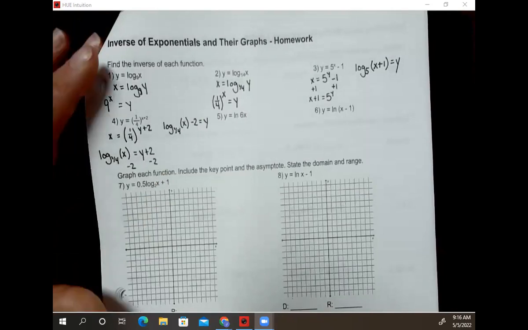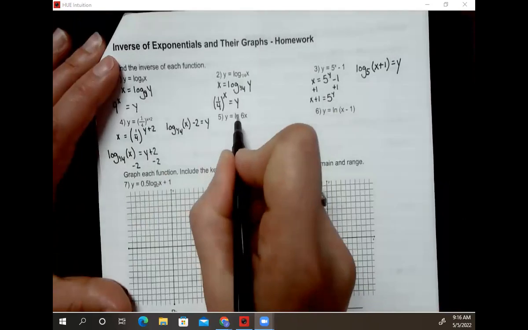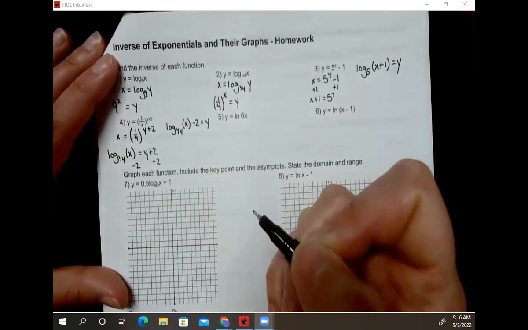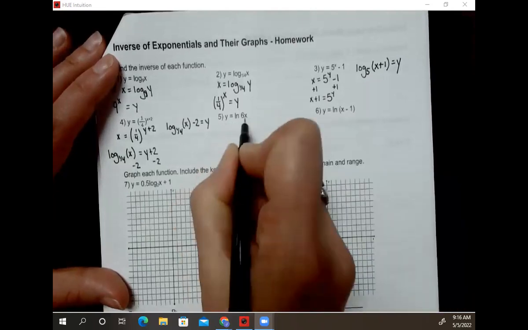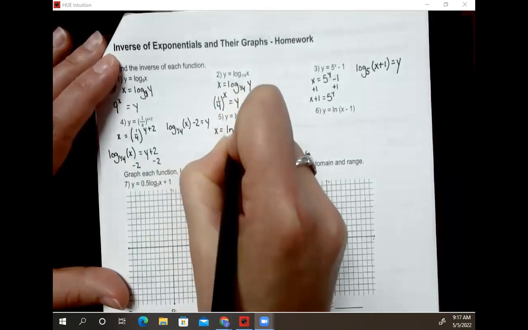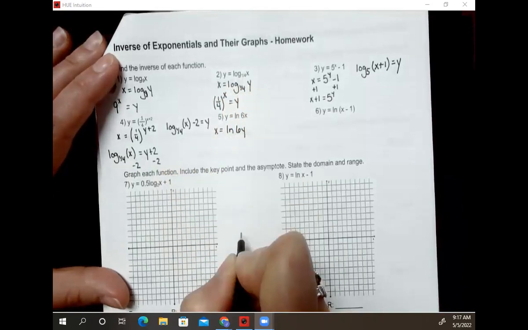Okay, let's take a look at number 5. This time I've got ln. Remember, that's natural log. That means the base for my log is e. So I'm going to start the same way, switch x and y. So x equals the natural log of 6y.